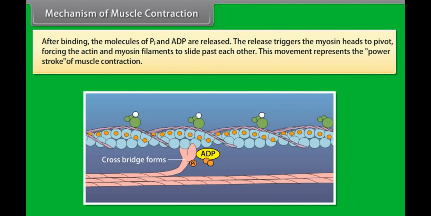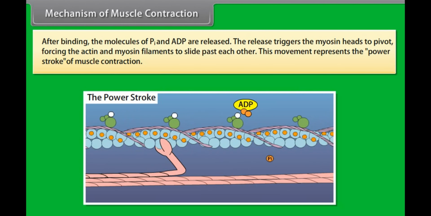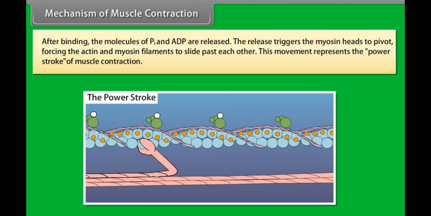After binding, the molecules of P, I, and ADP are released. The release triggers the myosin heads to pivot, forcing the actin and myosin filaments to slide past each other. This movement represents the power stroke of muscle contraction.